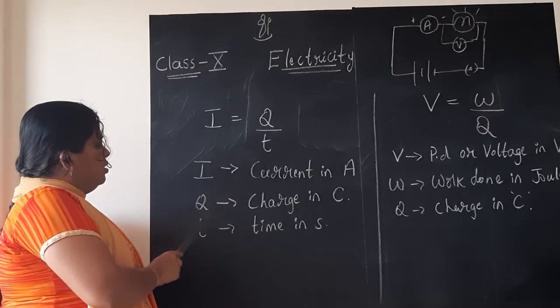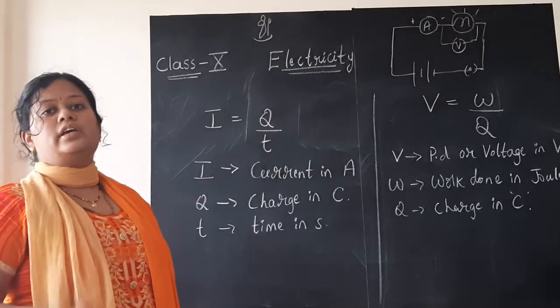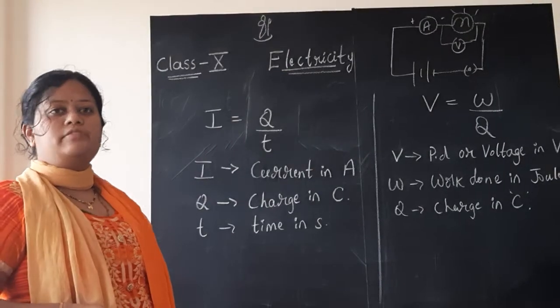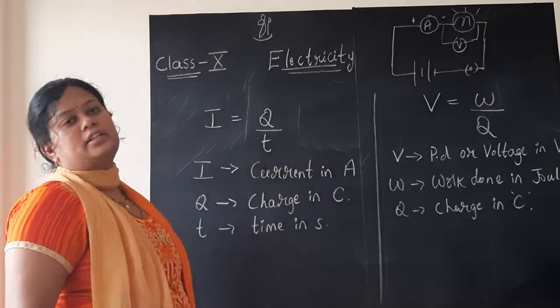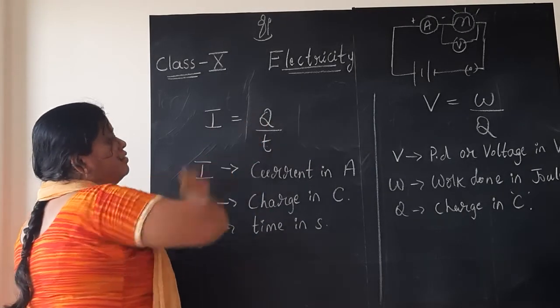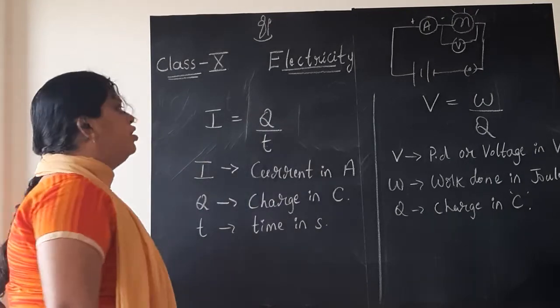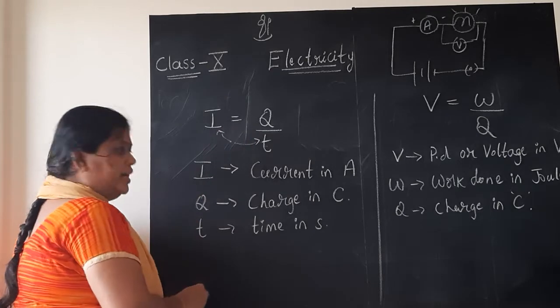So, I is equal to Q by T. Based on the given data, you need to manipulate the formula by cross multiplying. Suppose if they have asked you to find the current in the problem, just Q by T you can do. If at all they have asked you to find out Q, what do you do? I will take the product of I into T.